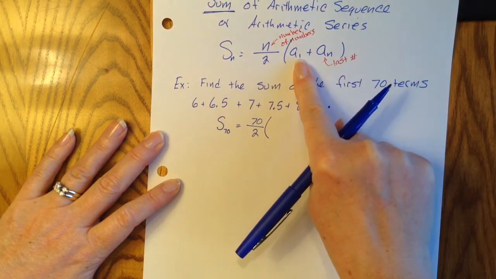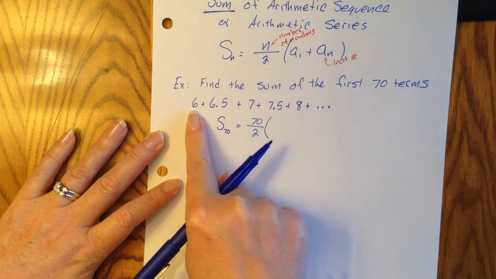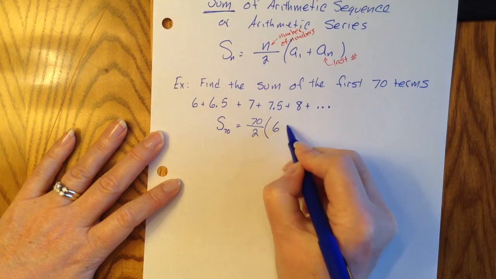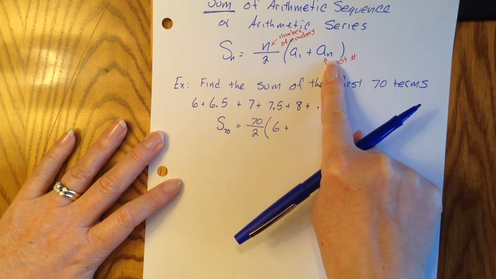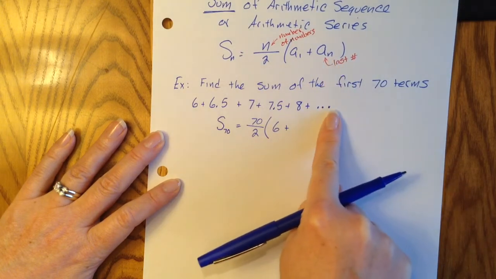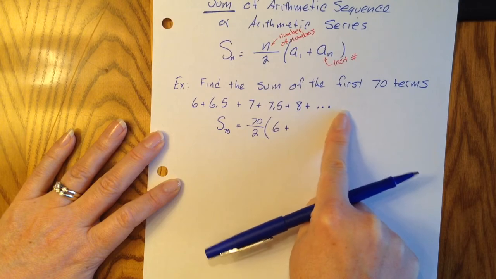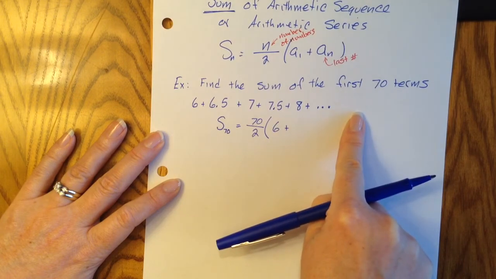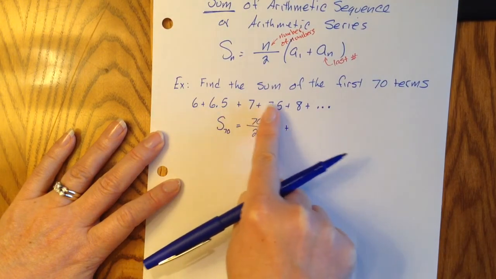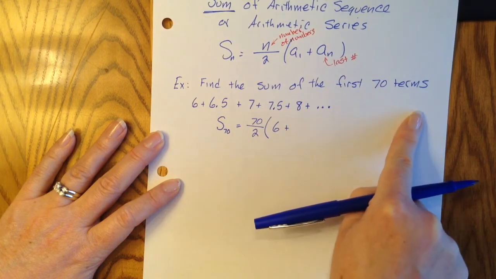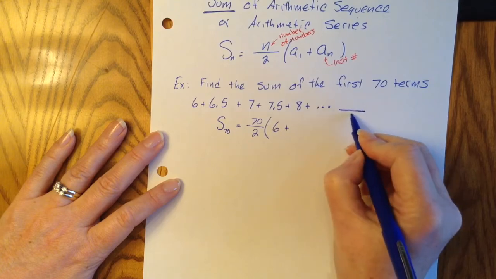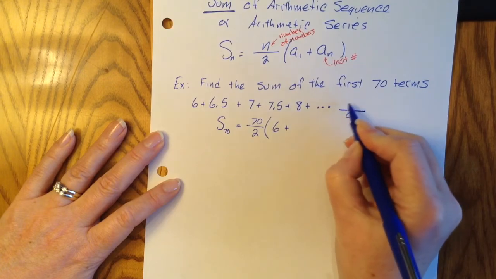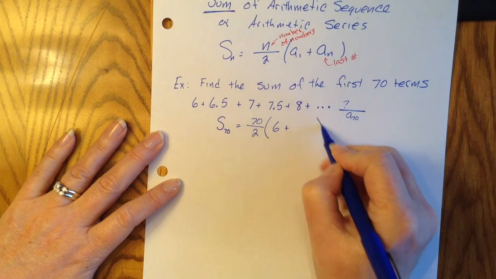A sub 1 is the first number in our sequence. It's a 6. And A sub 70 would be the last number that I'd add up. It'd be the 70th number. Well, there's a small problem. The 70th number isn't listed here, and I don't want to really have to go 70 places over to find it. I need to know what the 70th number is.